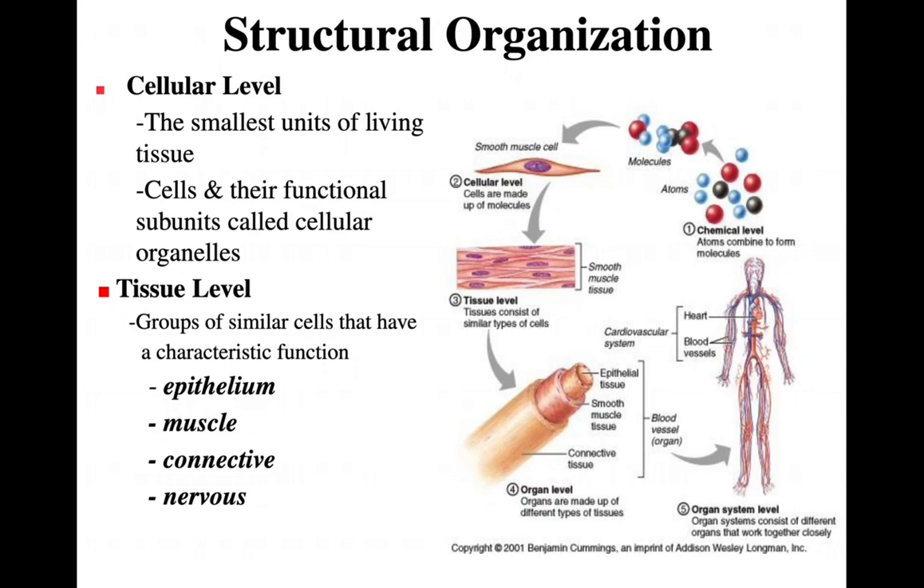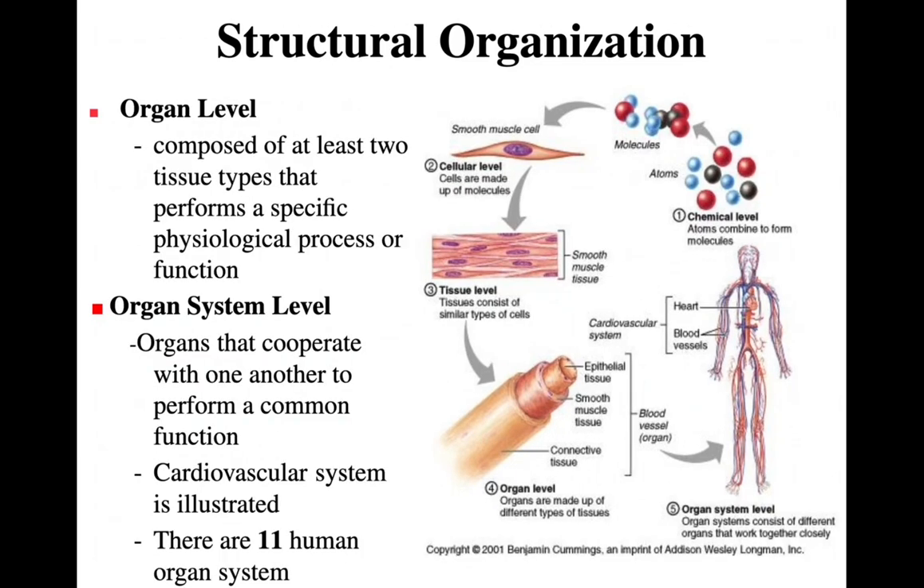Then the cellular level, this is the smallest living unit. We don't have anything smaller than a cell that's actually alive. So viruses are not considered alive. We look at cells and their functional subunits called the organelles. When we look at the tissues, these are groups of cells that are going to have a characteristic function together. We have 4 main types of tissues in the human body: epithelium, muscle, connective tissue, and nervous tissue. Organs are going to be made of at least 2 tissue types that will perform a specific physiological process.